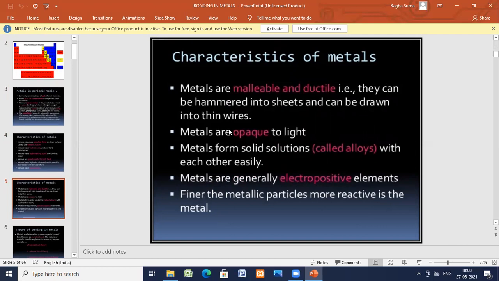They are opaque to light, and metals form solid solutions called alloys. Daily we are using these alloys. Metals form solid solutions called alloys on combination with each other very easily. Metals are generally electropositive elements. The finer the metal particles, the more reactive is the metal.